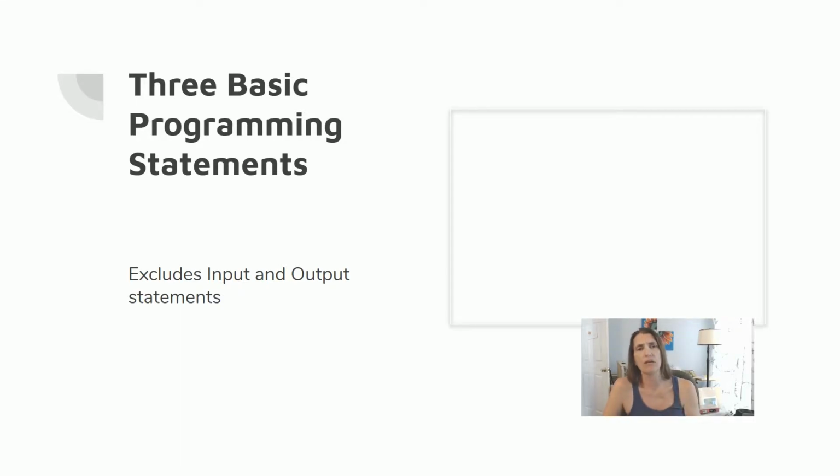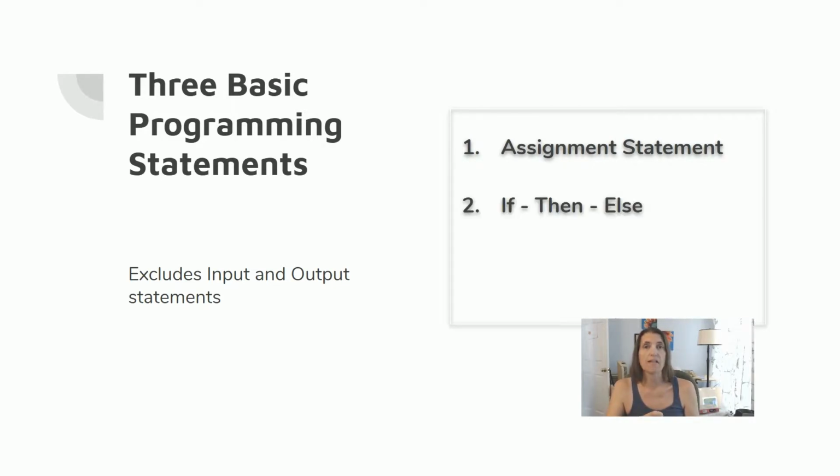So there are three basic programming statements. This excludes any input or output statements. The input-output would be asking the user, like, what is your name? Or printing out somebody's name or something to that effect. Three basic programming statements: the assignment statement, the if-then-else, and the loop. Whenever I'm learning a new programming language, I'll look into these three statements because you're going to use them quite frequently.